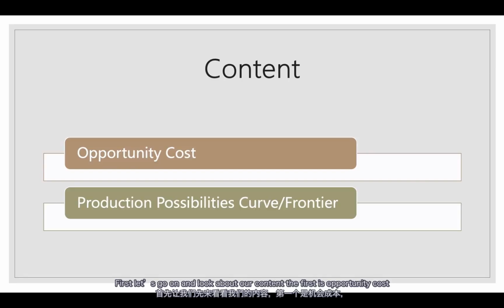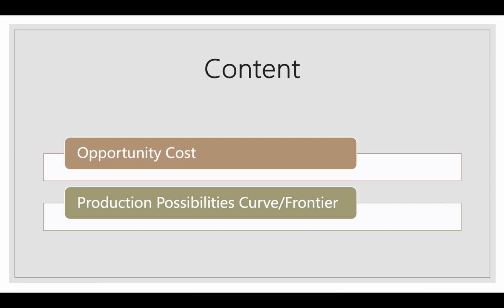First, let's go on and look at our content. The first is opportunity cost, and next we'll continue talking about the production possibilities curve, which is our PPC graph.